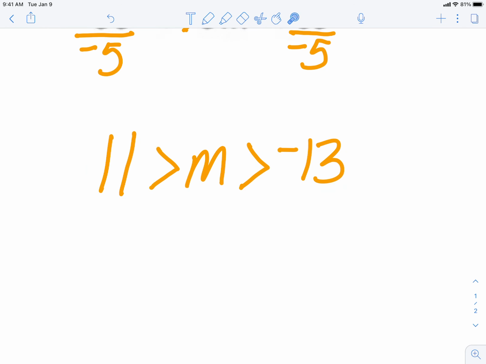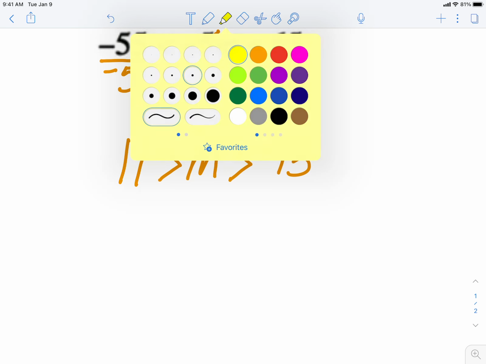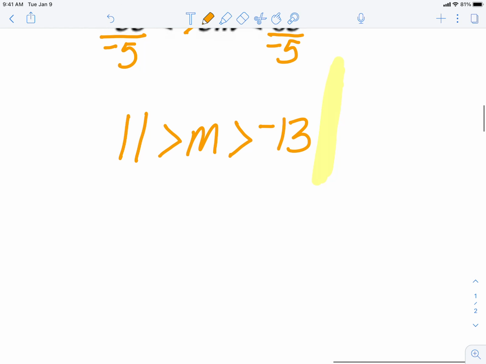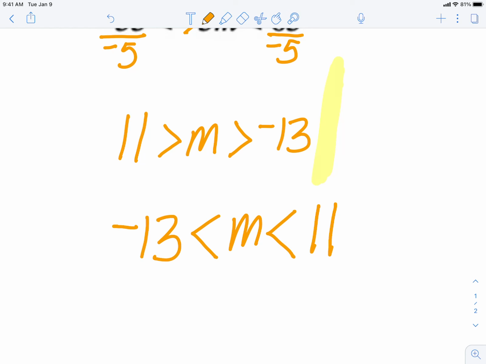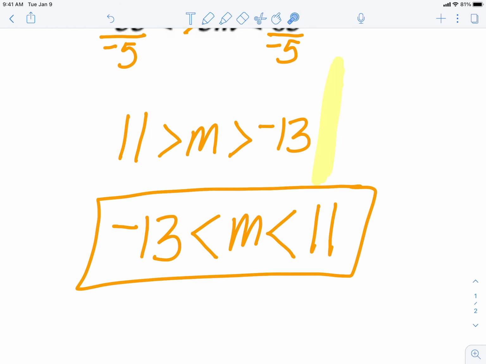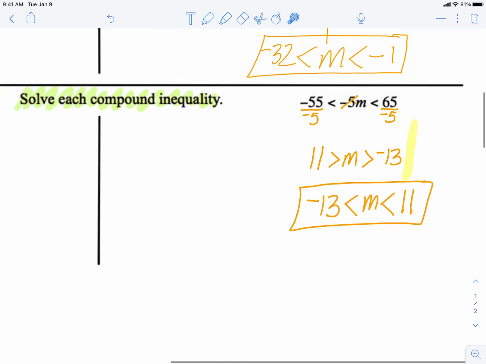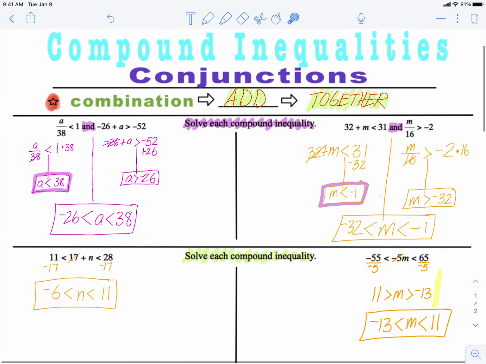So we're going to flip it. We're going to mirror it. We're going to write a mirror. So if we write our mirror here, remember, then everything is going to change. Negative 13 is going to go first, my arrows are going to change, and 11 goes last. Now it's correct because 11 is bigger than negative 13. And that, guys, is compound inequality conjunctions. Make sure that you write all your notes and you have all the examples so you can answer all the questions in the video lesson.